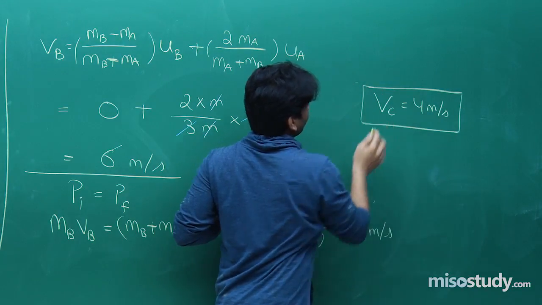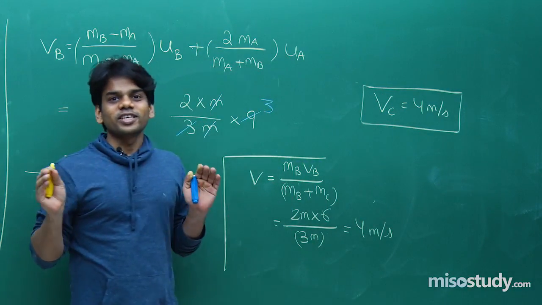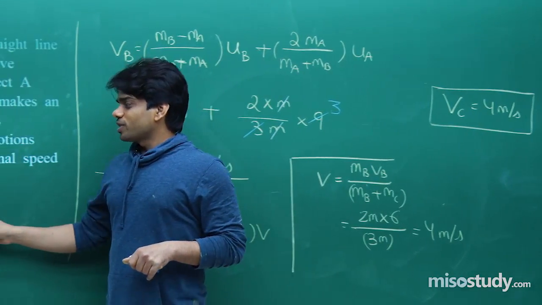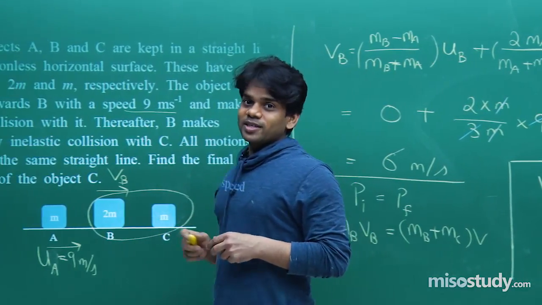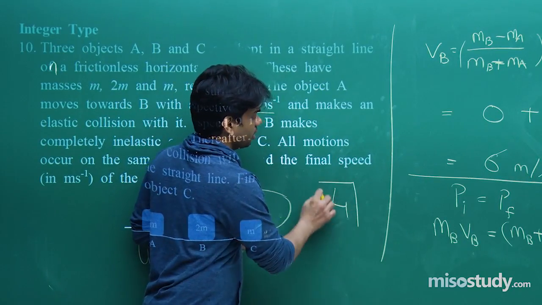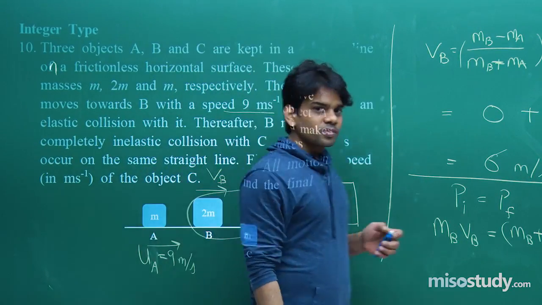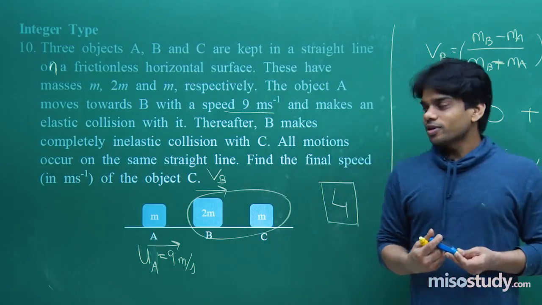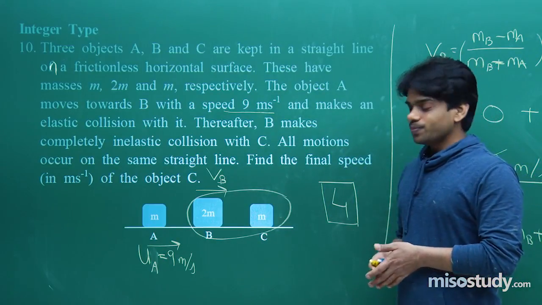Easy question. In JEE Advanced, some questions will be easy, which you can easily solve. So 4 meters per second is the answer. In your examination, you have to circle the bubble which has the numeral 4. So take the answer as 4 in your examination.